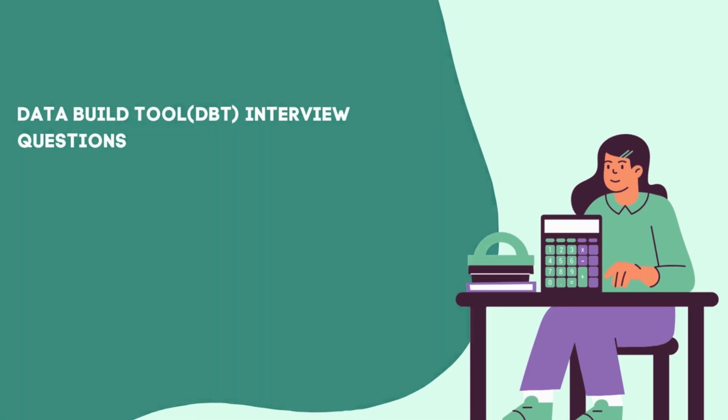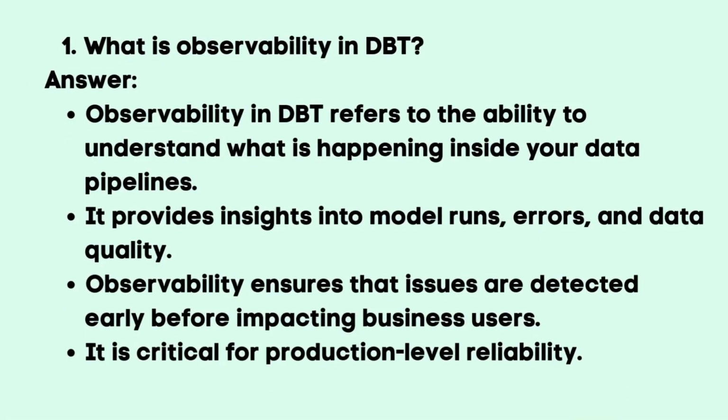Let's dive in. What is observability in DBT? Answer: Observability in DBT refers to the ability to understand what is happening inside your data pipelines. It provides insights into model runs, errors, and data quality. Observability ensures that issues are detected early before impacting business users. It is critical for production-level reliability.